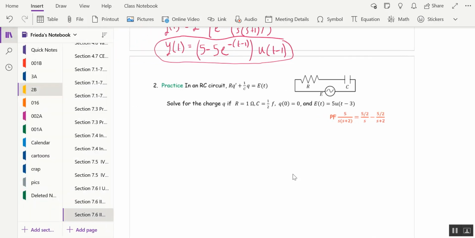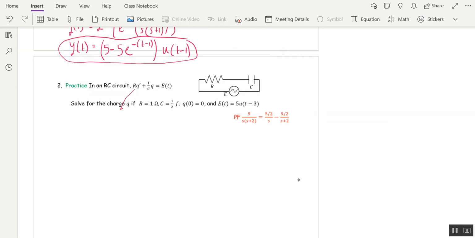We've got an RC circuit, and I'm using this formula here. I'm going to plug in the values given. Big R is 1 ohm, so I've got Q prime plus 1 over C. C is a half F, for farads, I think, so 2Q equals E of t, and E of t I'm told is 5u of t minus 3. So there's my DE. I'm going to take L of both sides.